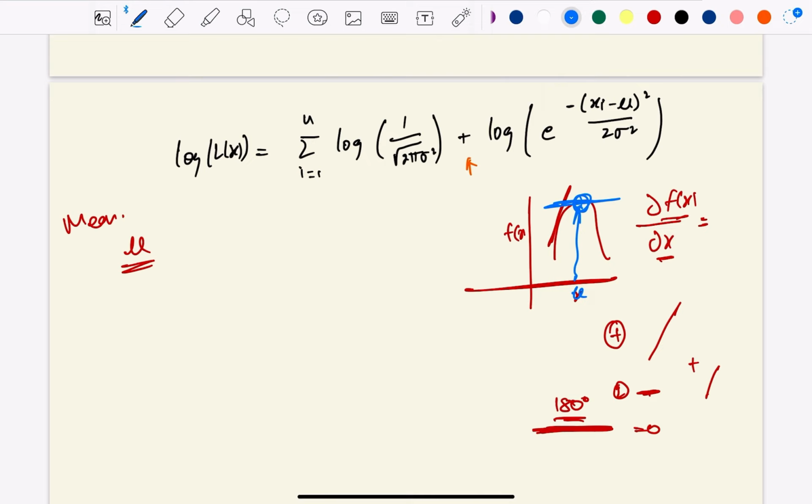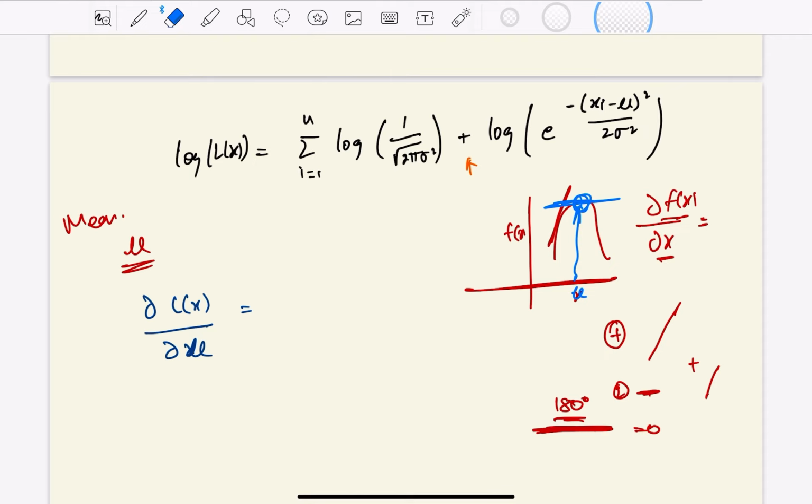So you derive it with respect to mu, L of x with respect to mu. When you do the derivation, let me erase this.